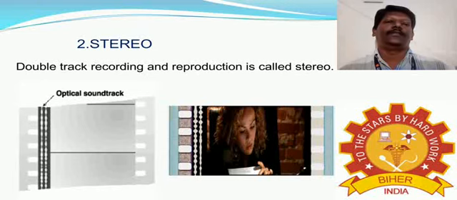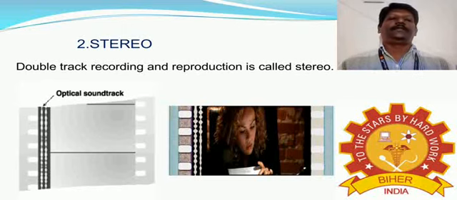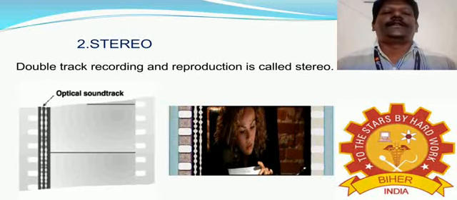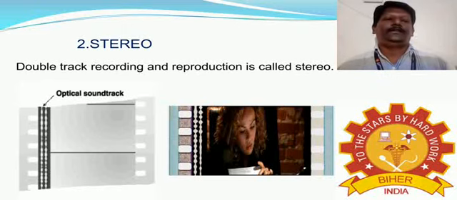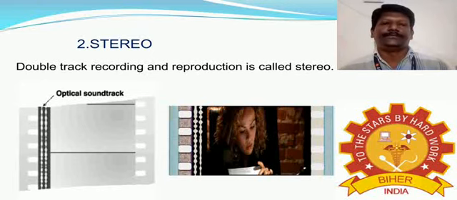In this format, all the sound information can be balanced and mixed as left and right. Then it can be recorded on 35 mm film. In this format, we can pan the sound from left to right or right to left. So what is panning? Panning means we can change the direction of sound from left to right or right to left according to the video.